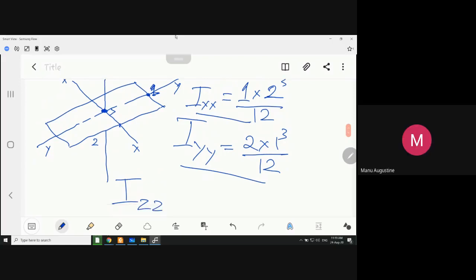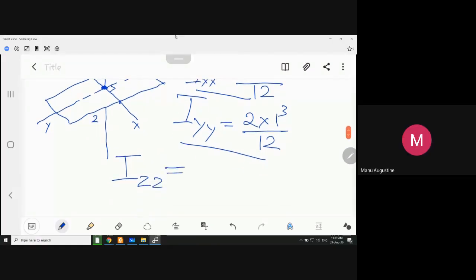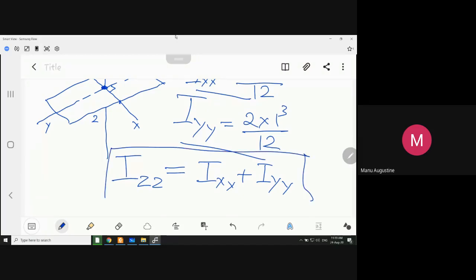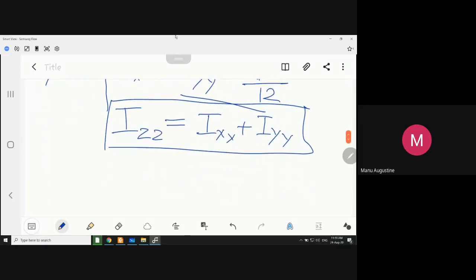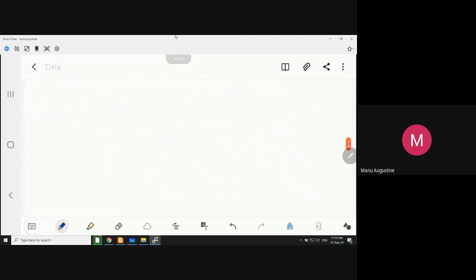Yes, so Izz will be simply equal to Ixx plus Iyy. That's all. This is the perpendicular axis theorem that we learned in the previous class. Now let us start with another theorem which is called the parallel axis theorem.